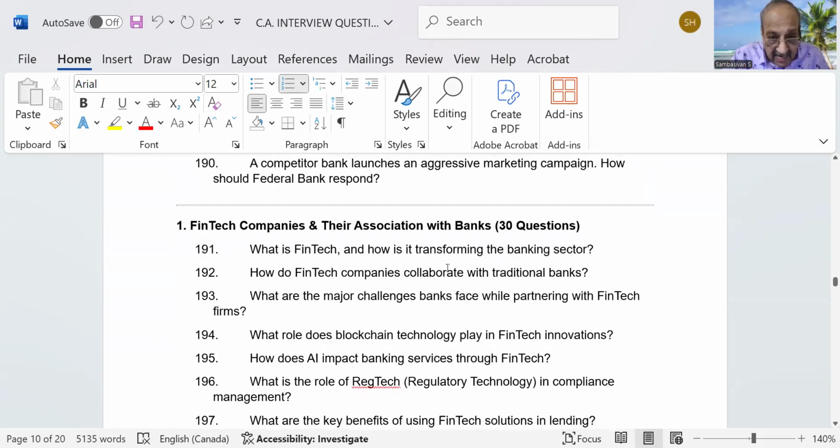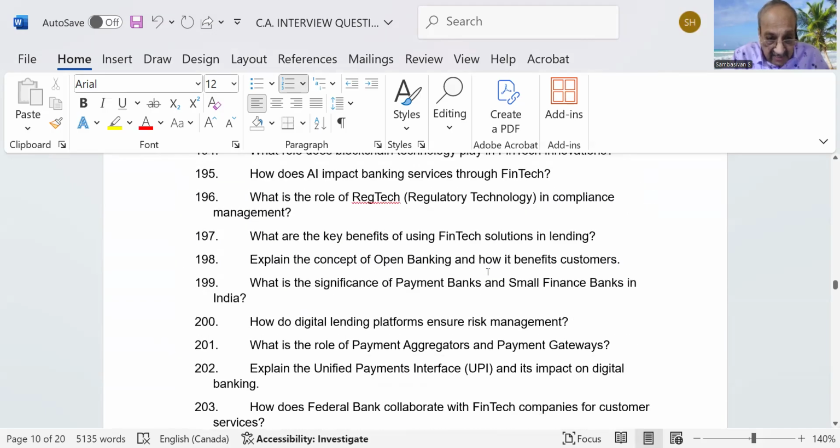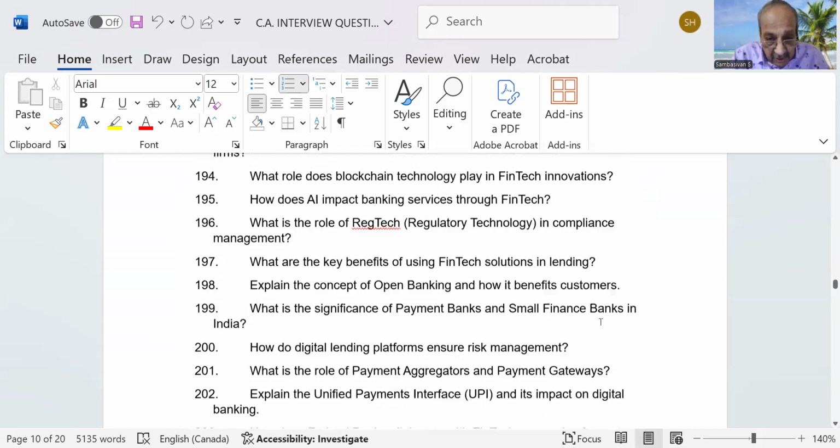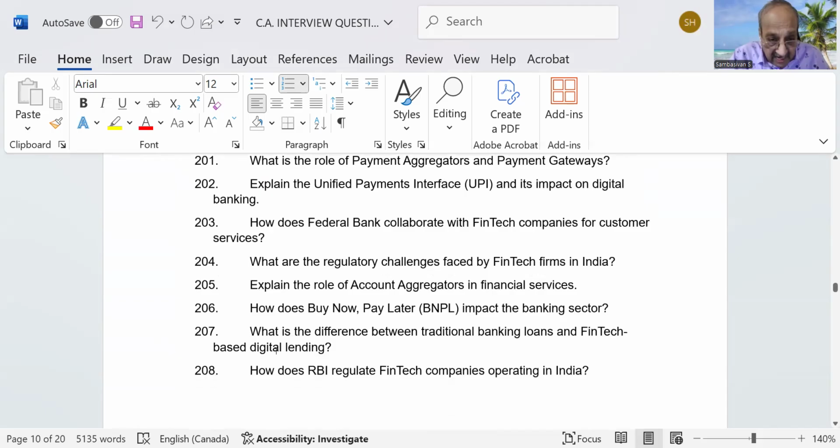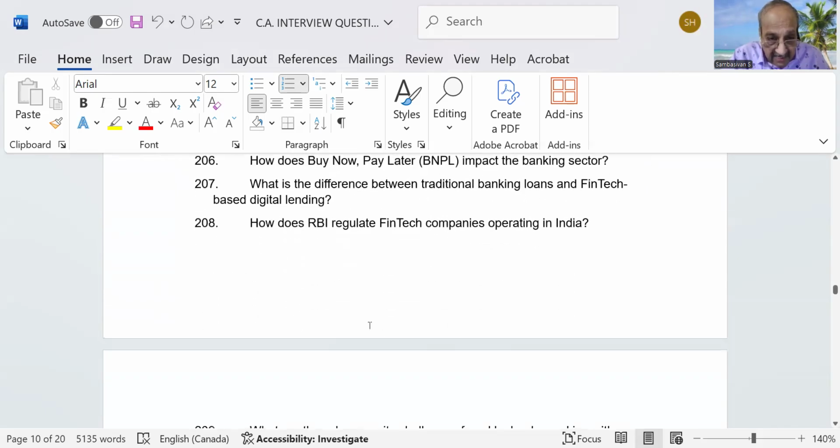Then what is fintech and how is it transforming the banking sector? How do digital lending platforms ensure risk management? What are the regulatory challenges faced by fintech firms in India? How does buy now, pay later impact the banking sector?